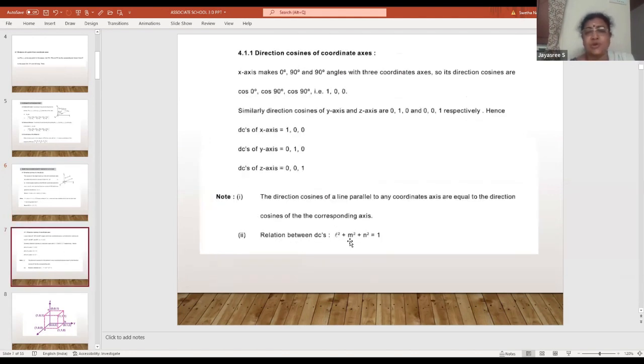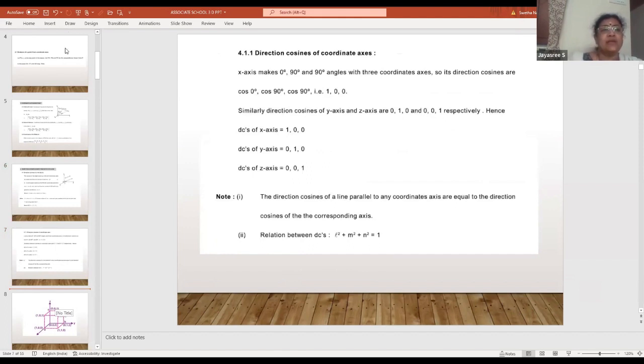Now the most important questions come next. When we talk about l² plus m² plus n² equal to 1, there are 2 questions which come in the examination. Let us talk about that question first. Before that, let us recall: direction cosines of the x-axis are 1, 0, 0; of the y-axis 0, 1, 0; of the z-axis 0, 0, 1. This is very important.